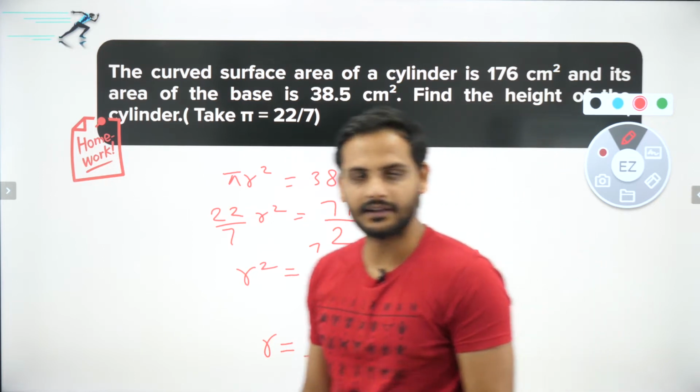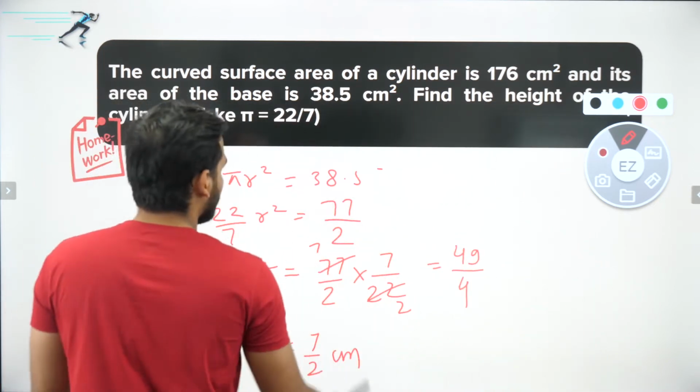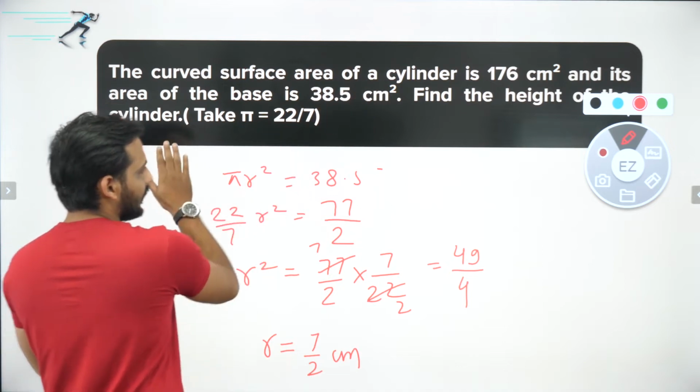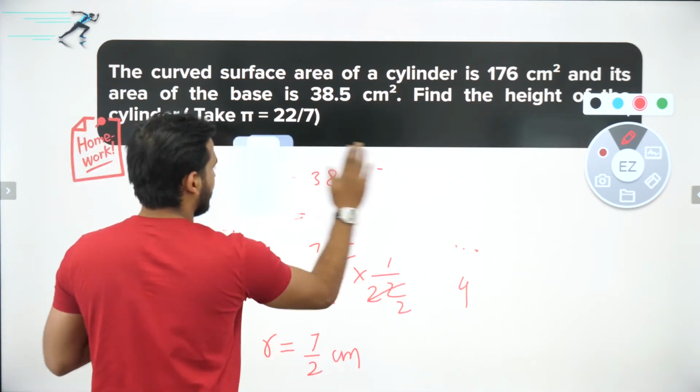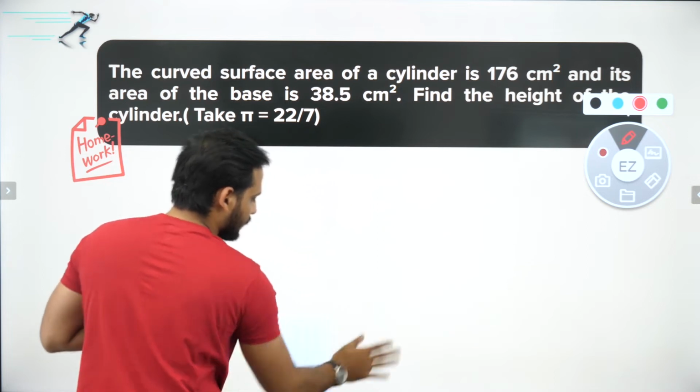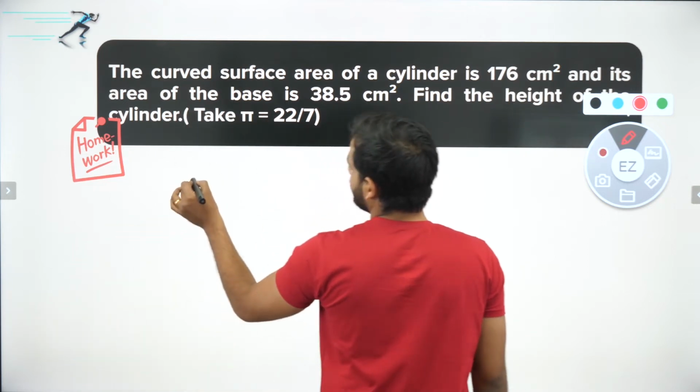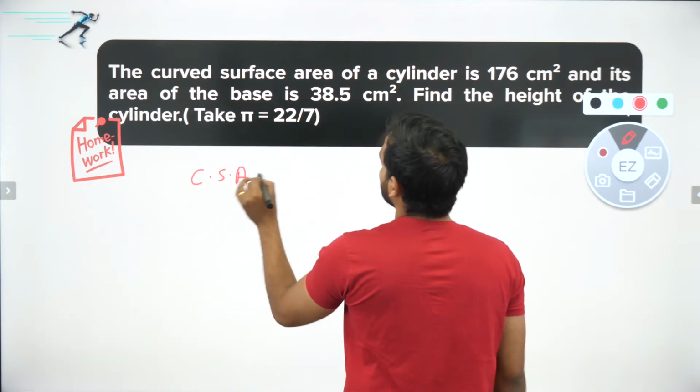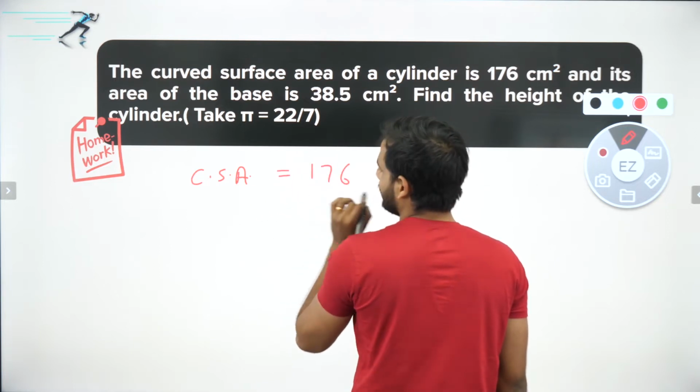Once we have got that the radius is 7 by 2 centimeter, let's put the value of this radius in the CSA formula. Okay, so we have got the radius. How did we get the radius? By using the area of the base. Now I will say that the CSA is given equal to 176 centimeter square.